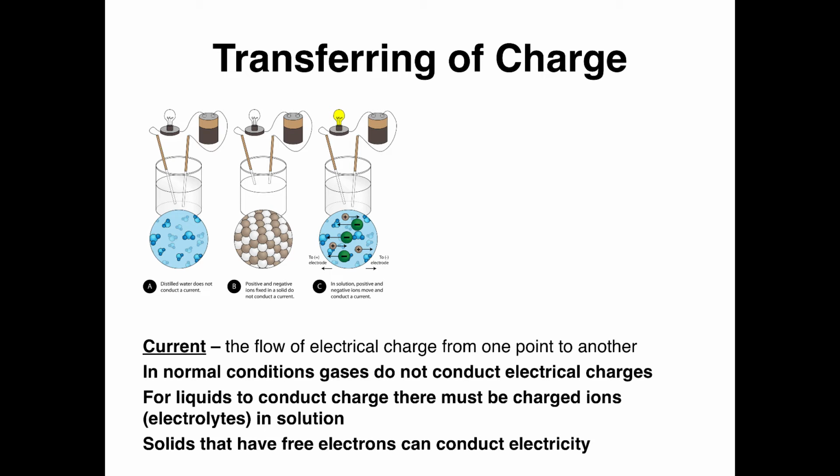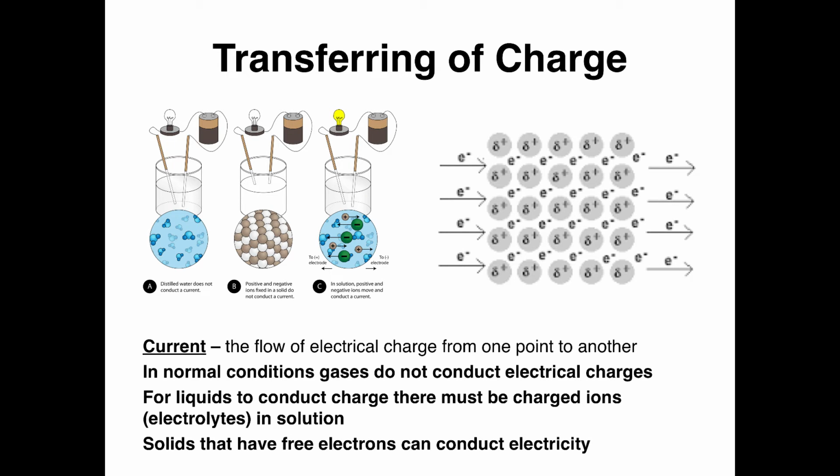Solids that have free electrons, that is metal solids particularly, those free electrons can conduct electricity, so they are good conductors of electricity as well. So here's an example of a metal that has free electrons floating around in there, and they will allow the motion of electrons through the metal molecules, even though the molecules themselves are not necessarily moving with the electrons.